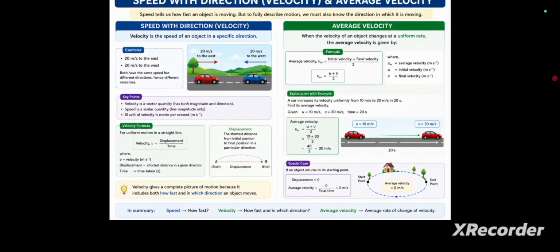Here, speed indicates how fast, and velocity indicates how fast and in which direction also. Average velocity indicates the average rate of change of displacement. I hope that all of my dear children understand this topic. Speed with direction means velocity and average velocity.